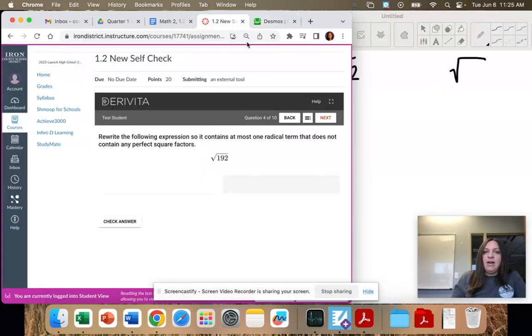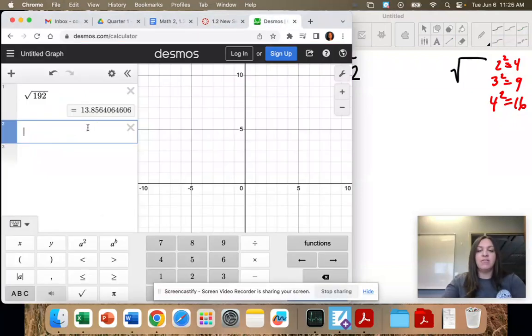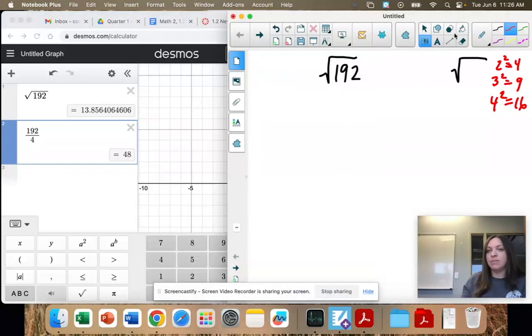So we want to take out all of the perfect squares. So it helps to know those and then start dividing. So perfect squares, 2 squared is 4, 3 squared is 9, 4 squared is 16. I'm going to try those. If I need to keep going, I can. So when I say try those, I'm going to divide 192 by perfect squares. Aha, 4 and 48. So 192 is 4 times 48.